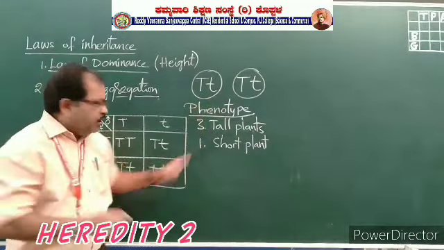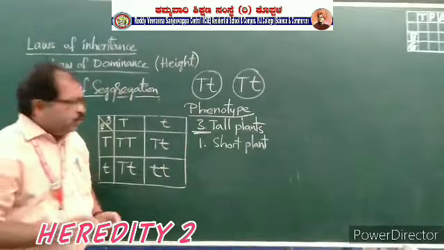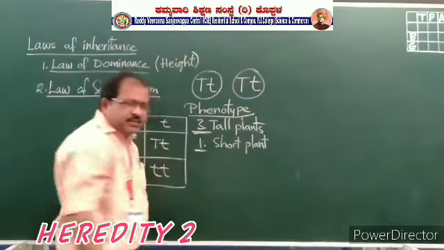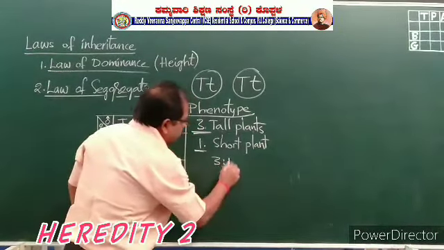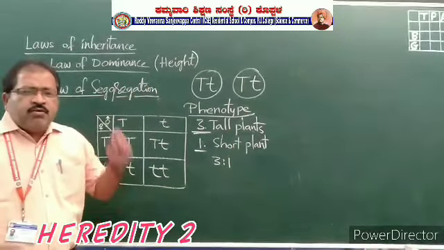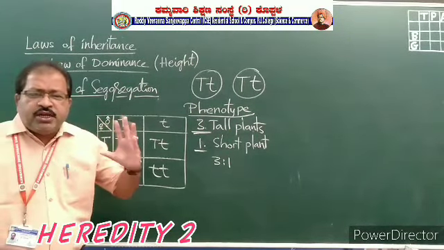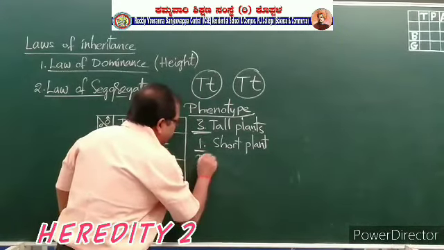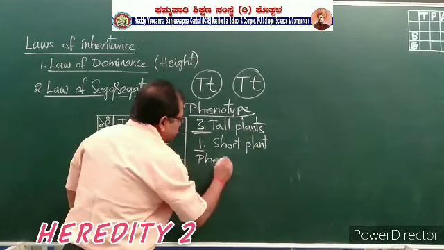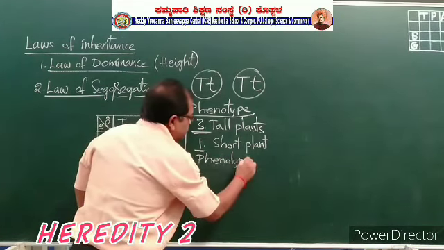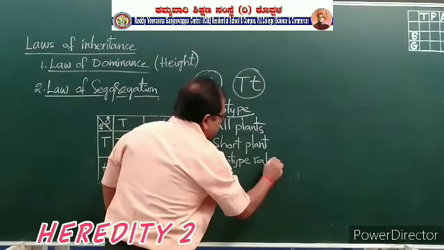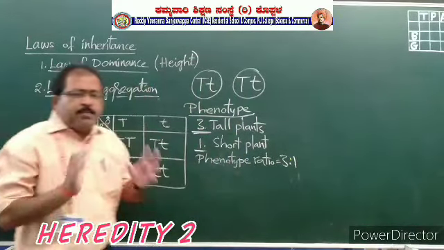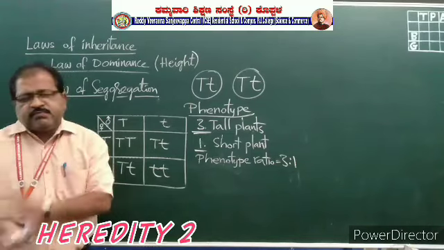So, in the phenotype category, three of them are tall plants and one is a short plant. So the ratio of the phenotype is 3:1. The ratio of the phenotype character is 3:1. This is called the phenotype ratio. Shall I write here, phenotype ratio, 3:1. That means 3 plants are taller and 1 plant is shorter.